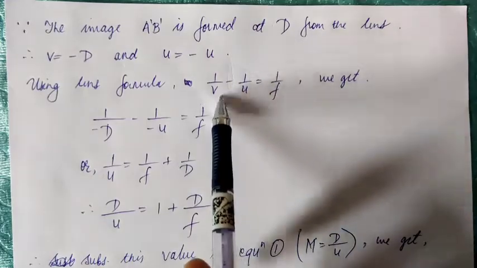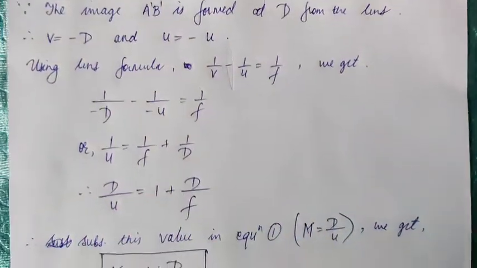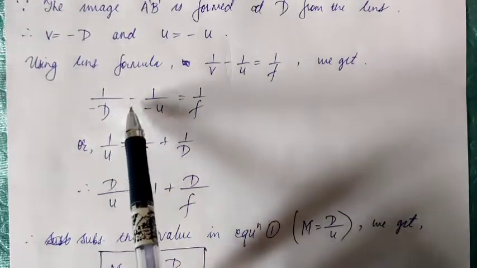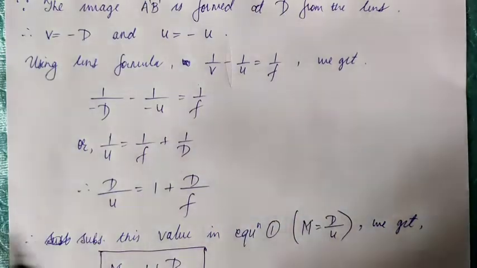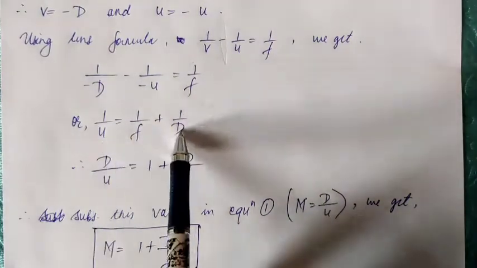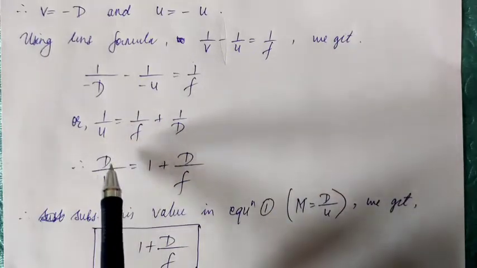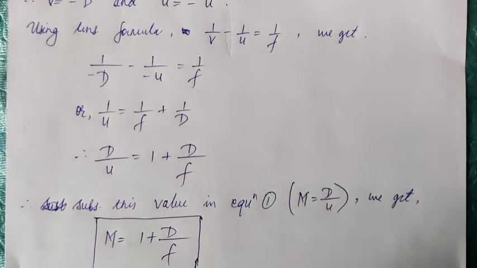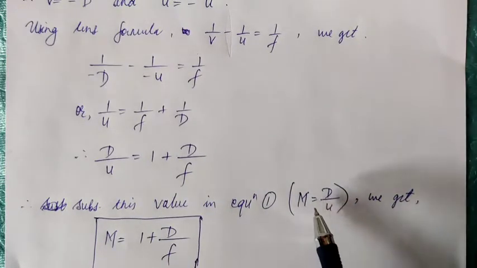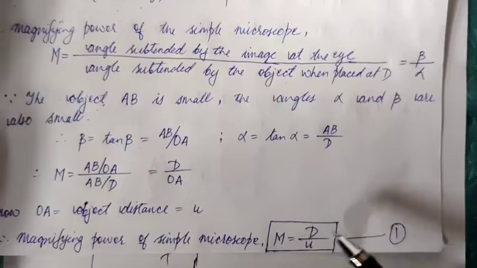Using the lens formula and substituting these values, we get 1 by minus D minus 1 by minus U is equal to 1 by F. Rearranging and then multiplying both sides of this equation by D, we get D by U is 1 plus D by F. The very first expression that we derived for the magnifying power is M, which is D by U. I have called it equation number 1, as you can see over here. So M is D by U.